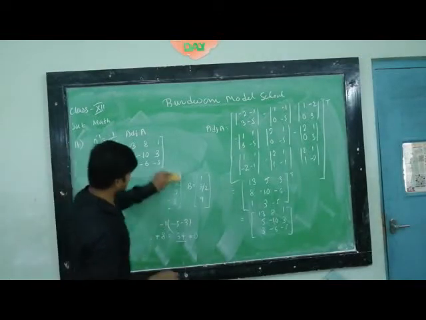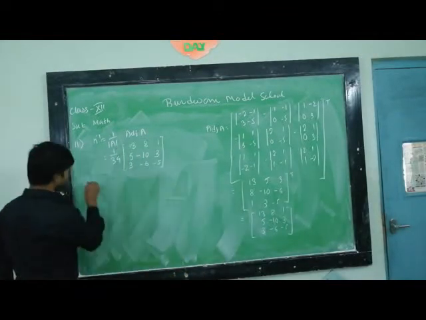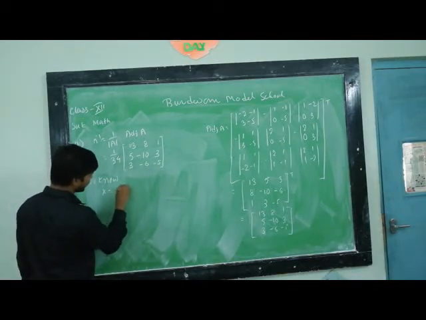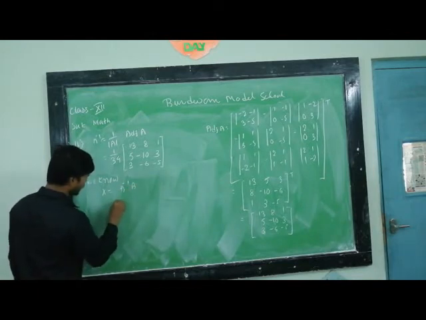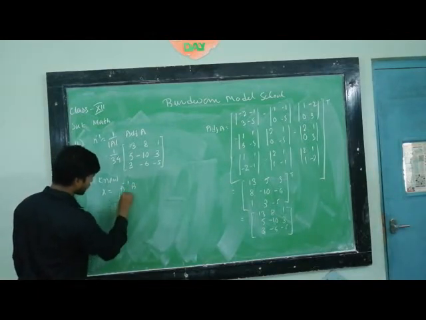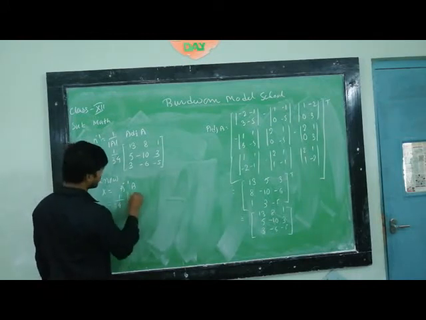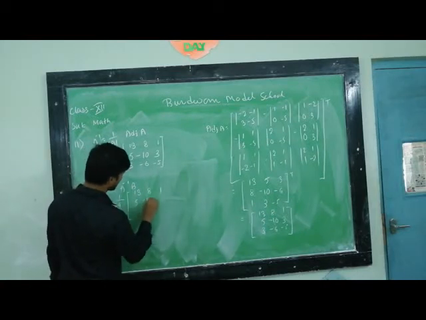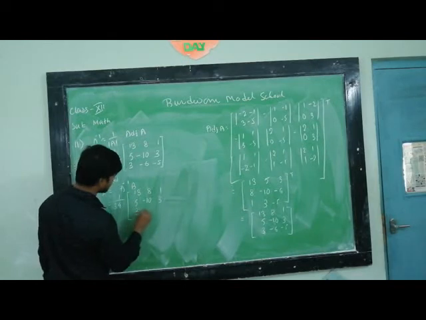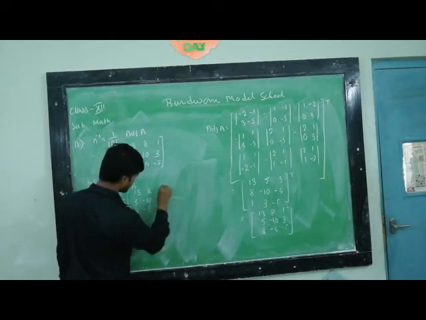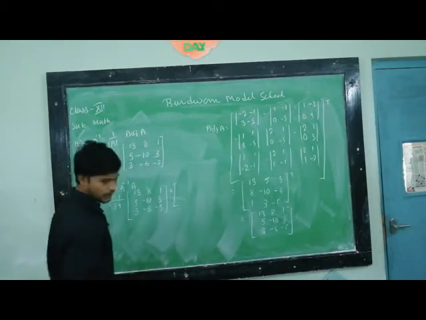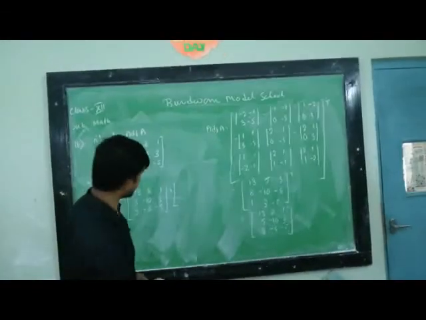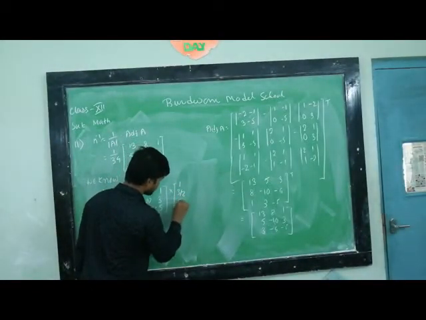Now we know that from Ax equal to B, X equals A inverse into B. Put the value of A inverse equal to 1 by 34 into the matrix of 13, 8, 1, 5, -10, 3, 3, -6, -5, into the B matrix, and the B matrix is equal to 1, 3/2, 9.